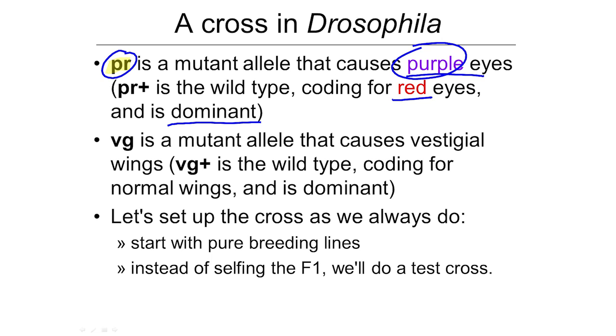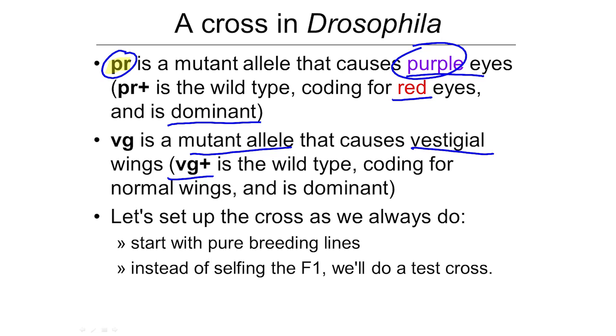VG is a completely separate non-allelic gene. It's a mutant allele that causes so-called vestigial wings. Vestigial sort of means that they're not very well formed and they certainly don't work. These flies can't fly, which is a bit ironic. VG plus, or just plus, depending on how you want to write it, is the wild type, and that means just normal wings that work properly. The normal situation is dominant to the vestigial situation.